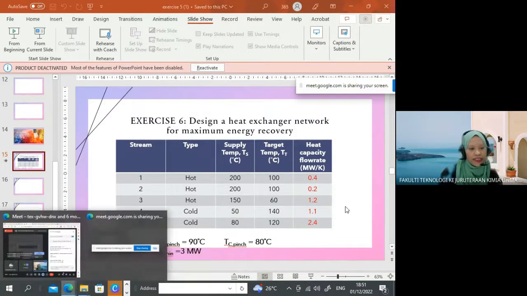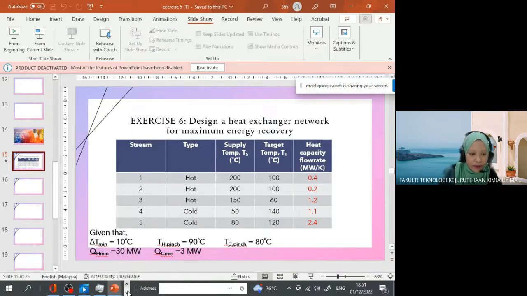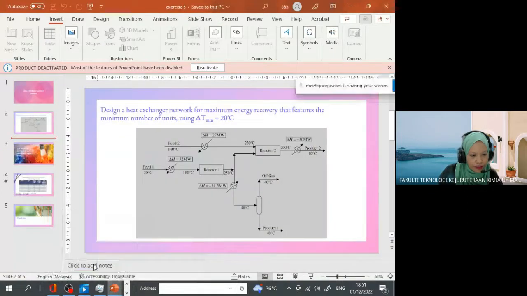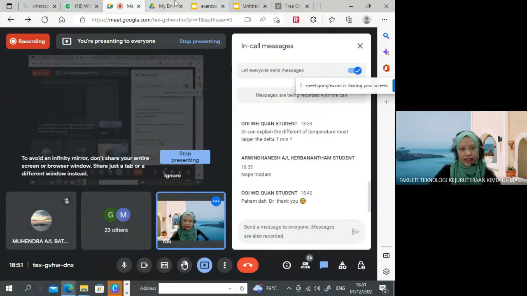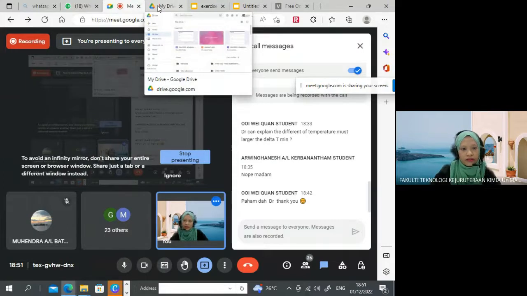So for the second question, maybe I can upload the solution for you. You can try first, but I will upload the answer later. Any question? I hope all of you understand how to design the heat exchanger network. Any other question?